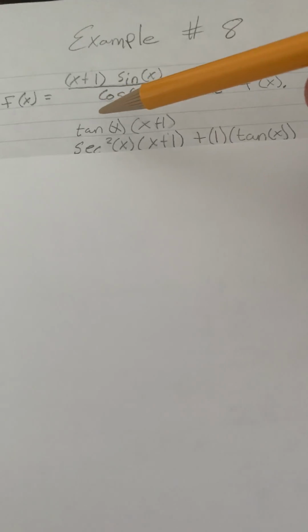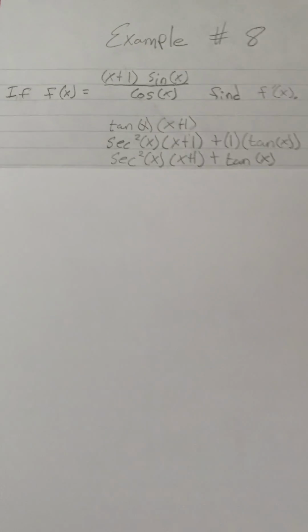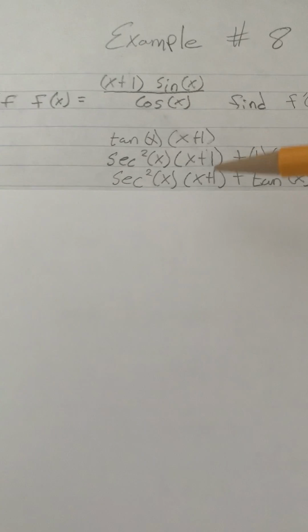And then we just bring down the first function, so we have tangent x. And we can simplify this one last time to get our final answer, which is going to be secant squared x times x plus 1 plus tangent x.